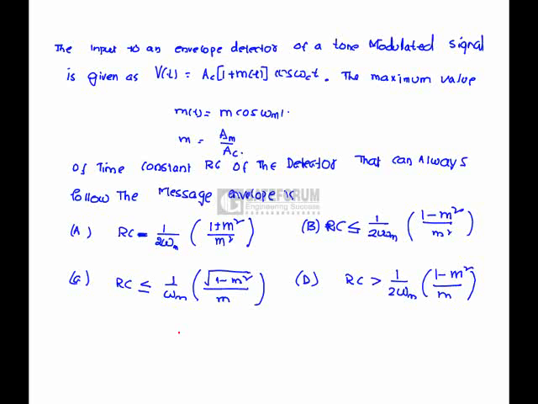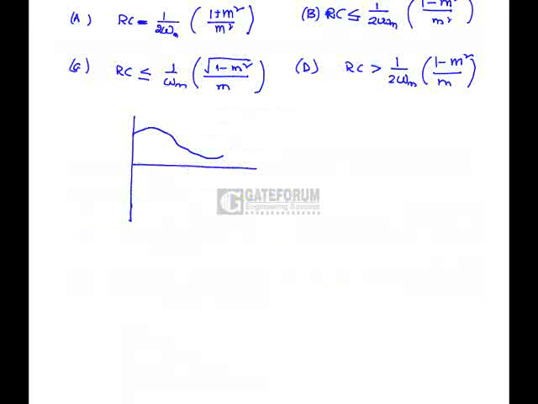Question is, the input to an envelope detector of a tone modulated signal is given as V of t. The maximum value of the time constant of a detector, so that it can always follow the message envelope, is? We know that in case of amplitude modulation, the output waveform before it is given to the envelope detector is going to be like this. This is an envelope, that is the time domain modulating signal. So the modulated carrier is inside of the envelope.